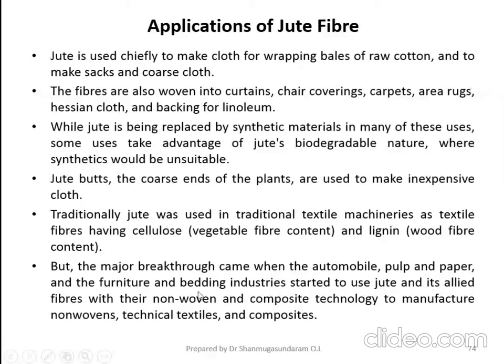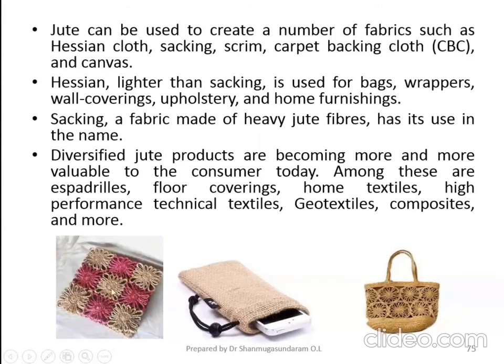Sometimes jute is in the form of non-woven, which you are also using for some applications. Jute fiber is used as a composite material. Already you might have studied about composites. Composite means a combination of two dissimilar materials. Then it is used in technical textiles. So these are some of the applications. Please look at the figure, then you will come to know the applications. It is used as canvas cloth. It is used in upholstery and home furnishings.